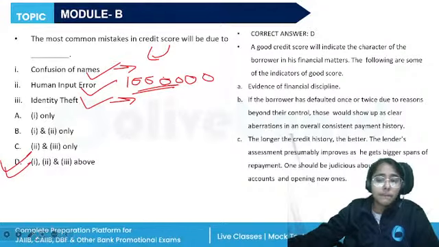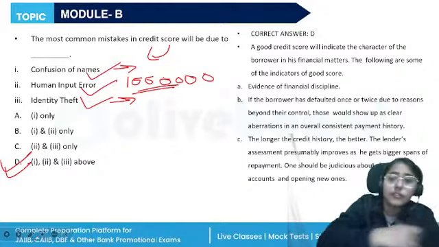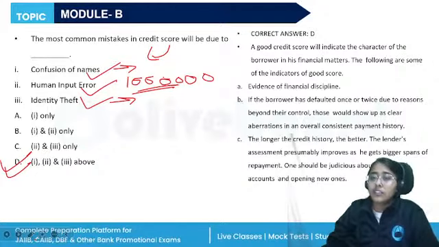All of the above. Now, what will reflect as a good credit score? It will indicate the character of the borrower, evidence of financial discipline, whether the borrower has defaulted due to genuine reasons, or the longer the credit history, the better.